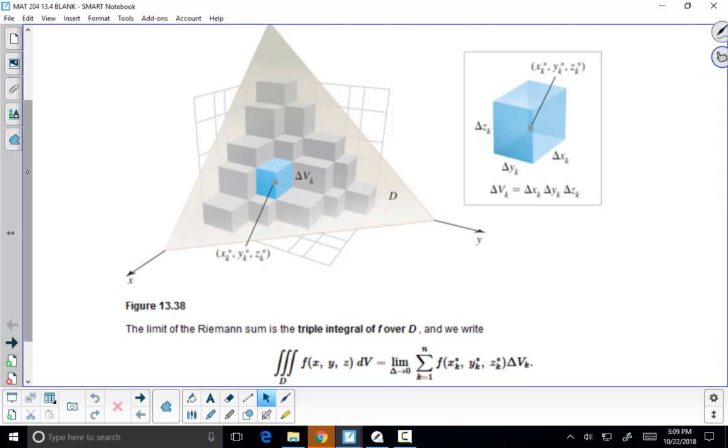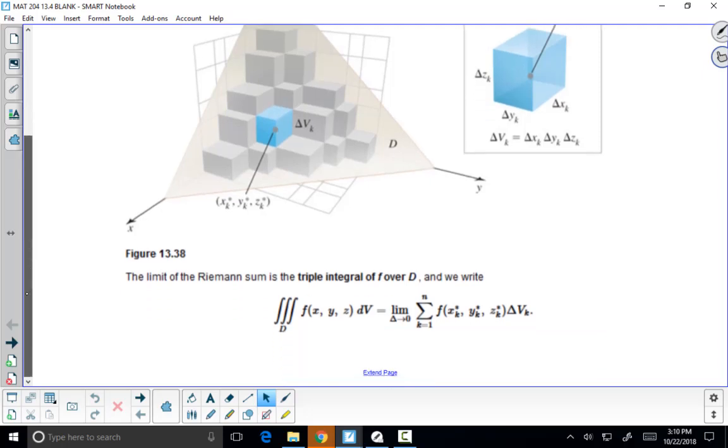So every little cube has a test value. Every little cube is going to have a function value that's determined by whatever that test value is. Then we're going to add them all up. And then we're going to take the limit as the partition goes to 0.